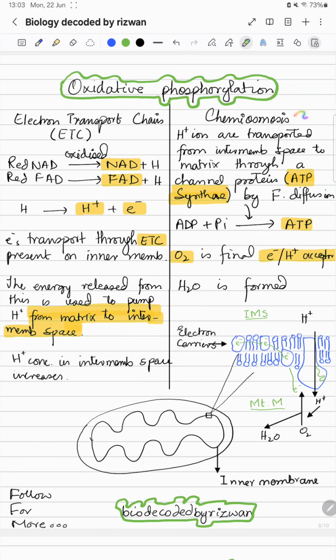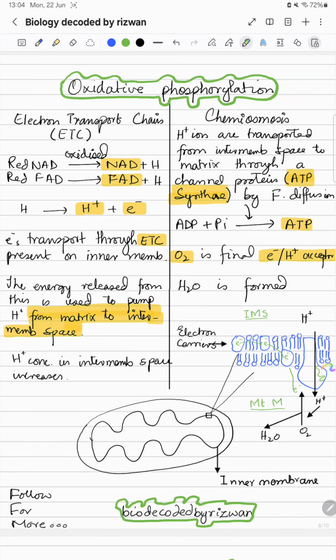Further to that, the next sub-process is chemiosmosis. Now as hydrogen ions are getting more and more in the intermembrane space, they have to move back into the matrix through this channel protein which is also embedded in the inner membrane. Now through this channel protein, the hydrogen ions or protons move back into the matrix, the mitochondrial matrix.